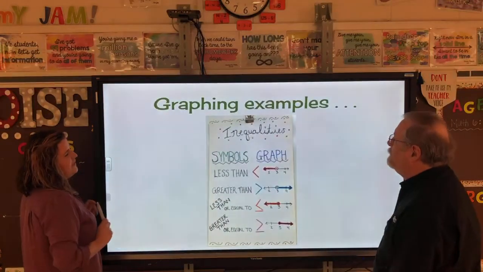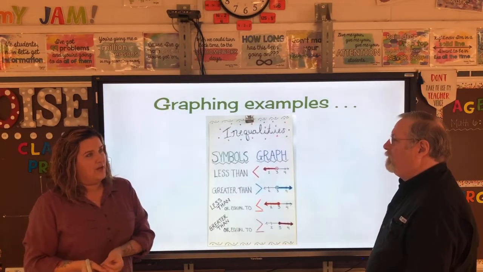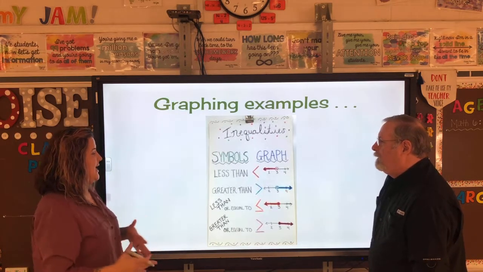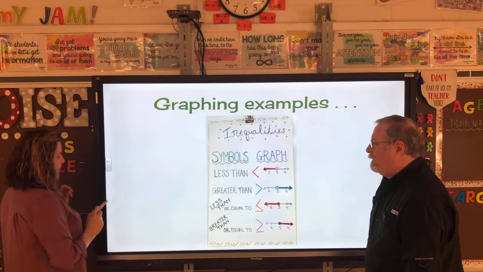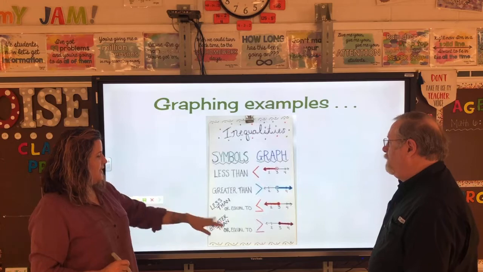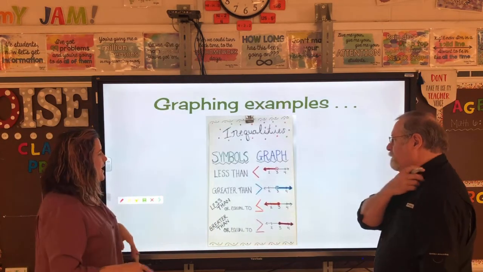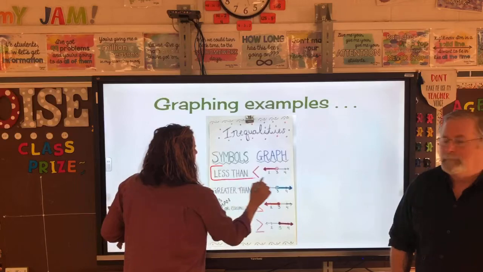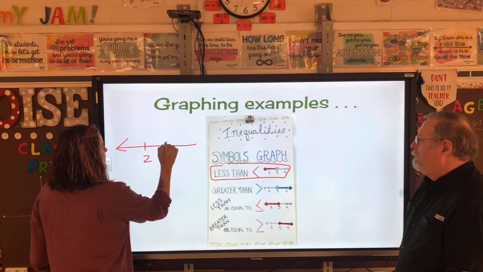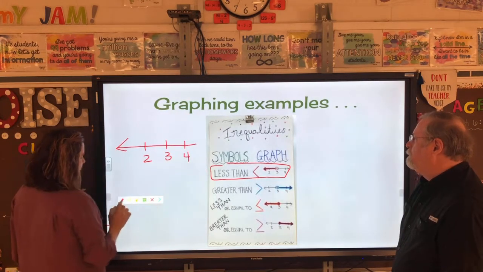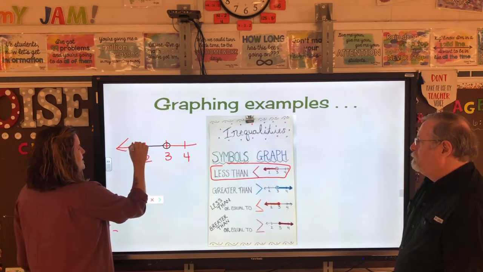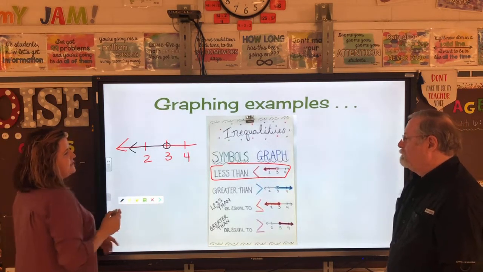That's true. All right, so when we graph an inequality on a number line, that's the way we show our solution set. There's something very important that you have to know about graphing using the symbols. I'll do less than or greater than, and then you can take care of the or equal to. If we look at this example, I have a number line with 2, 3, and 4. On that number line, I have an open circle at 3, and I'm going to the left. That's for less than.